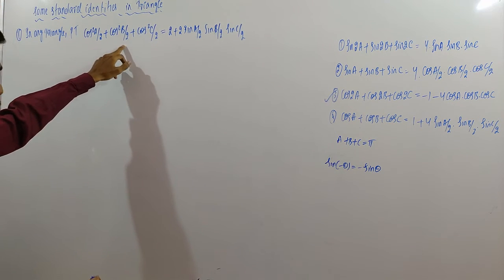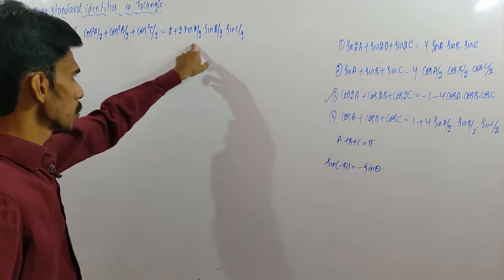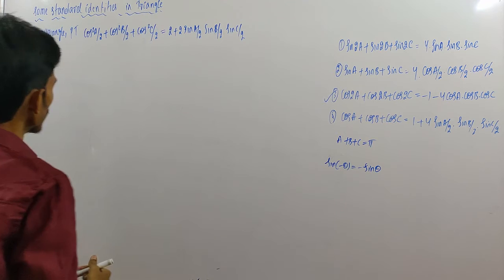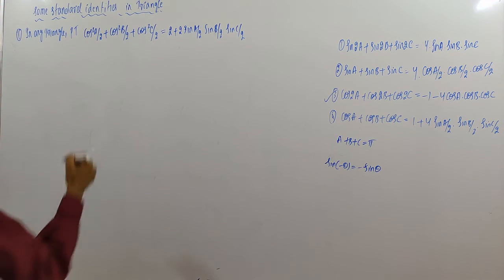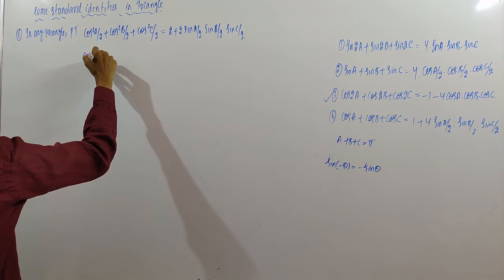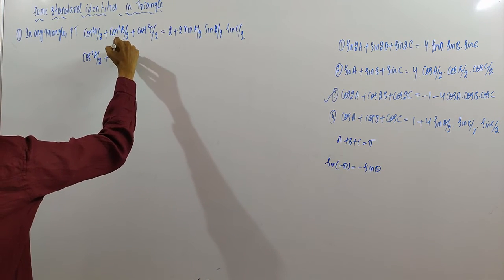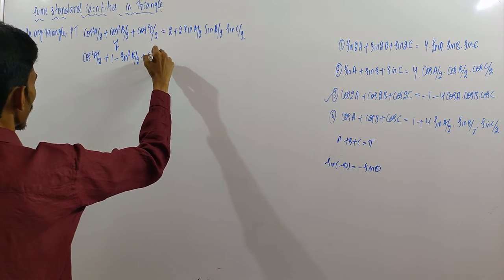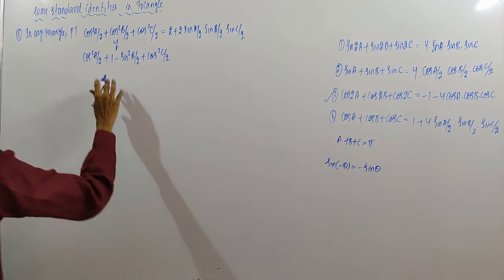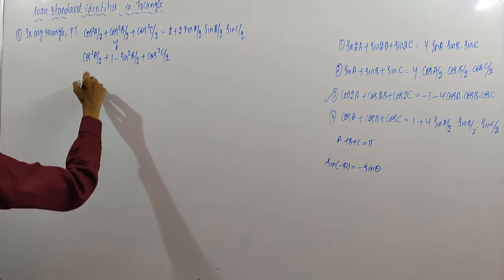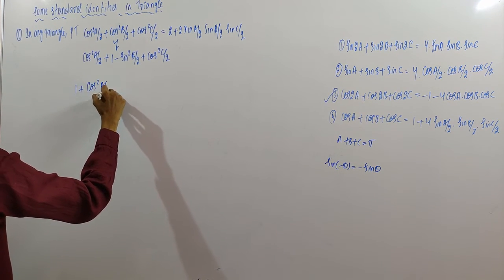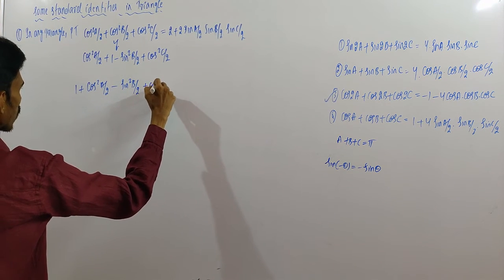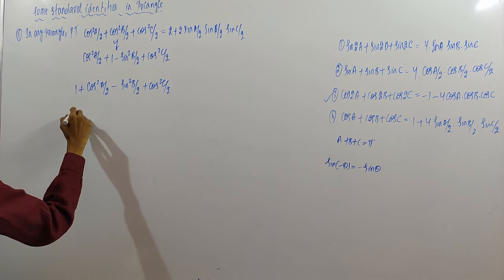Prove that cos square A by 2 plus cos square B by 2 plus cos square C by 2 is 2 plus 2 sin A by 2 sin B by 2 sin C by 2. Here we have cos terms, here we have sin terms. So convert any one of them into sin. So we have cos square A by 2 plus, convert this, 1 minus sin square B by 2 plus cos square C by 2. Write down this one here, 1 plus this term cos square A by 2 minus sin square B by 2 plus cos square C by 2.